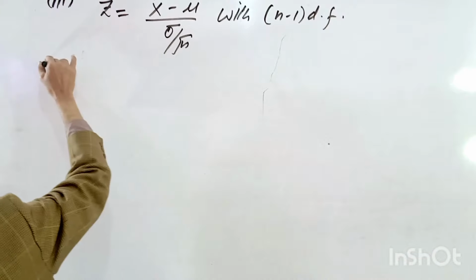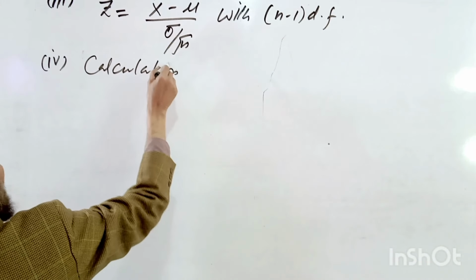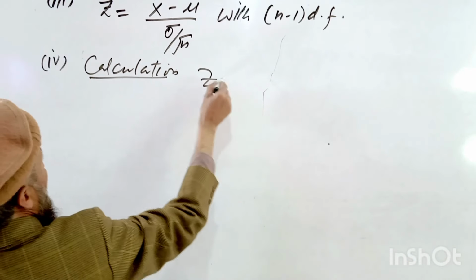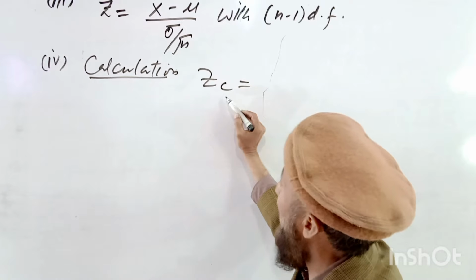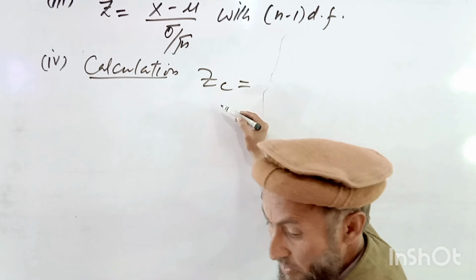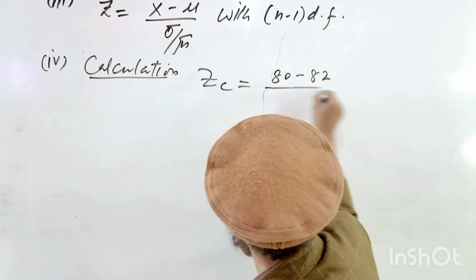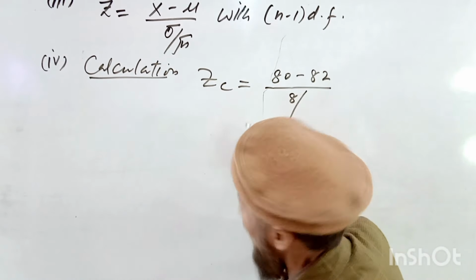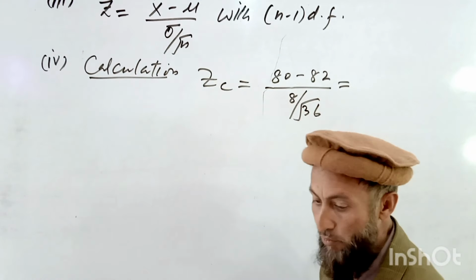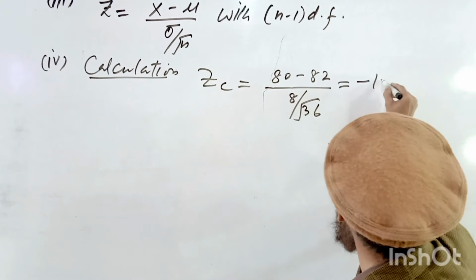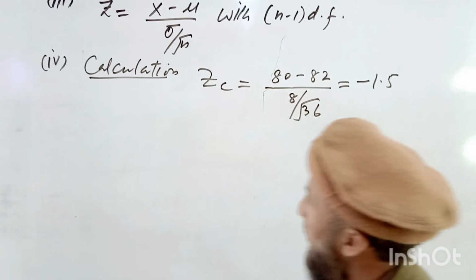Number 4, calculation. The calculated value Zc equals x bar minus mu divided by sigma over root n, where x bar is 80, mu is 82, sigma is 8, and root n is root 36. If we calculate this value, we get the answer minus 1.5. This is the calculated value.